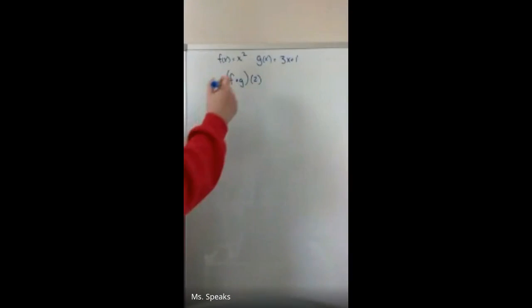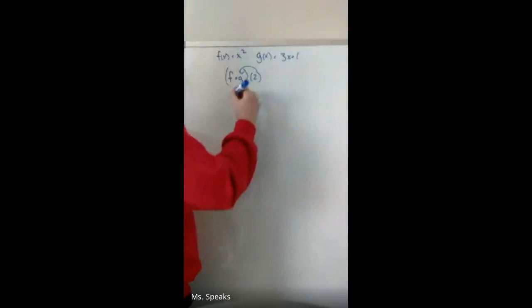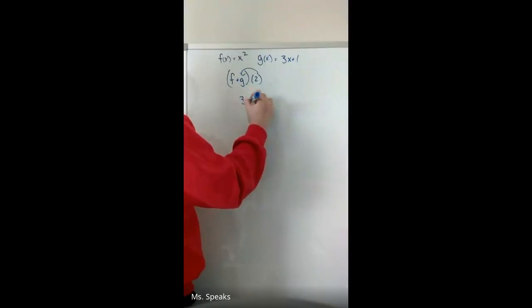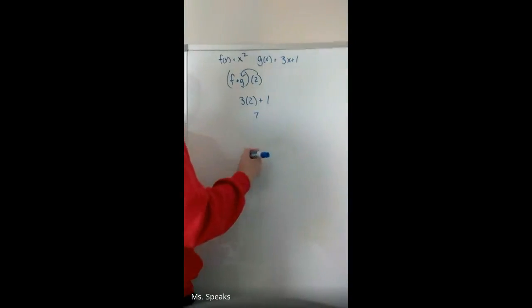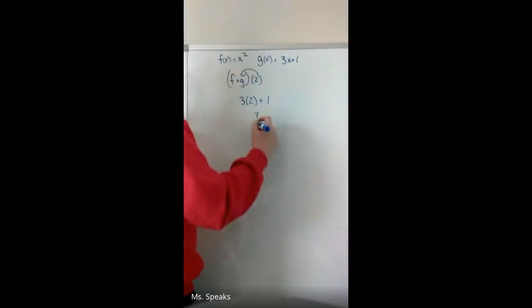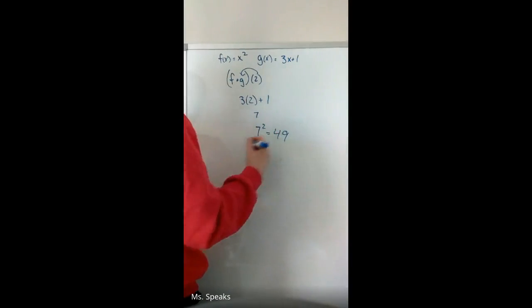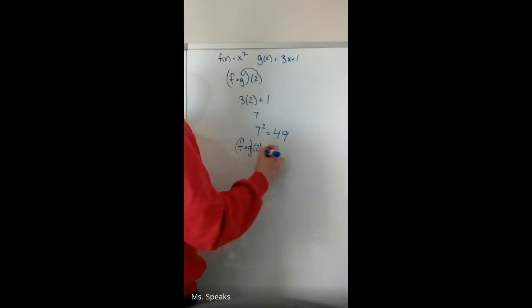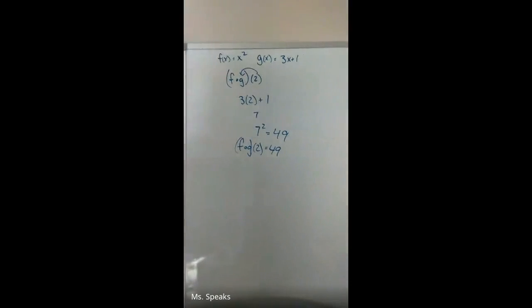All right, so you start inside out. So I'm going to plug 2 into g. That's what I'm going to do first. So 3 times 2 plus 1, that'll be 6 plus 1 is 7. I'm going to take that 7 and plug it into f. So 7 is x squared, so 7 squared is 49. All right, so f of g of 2 equals 49. All right, but I think that was the easy part for you guys.